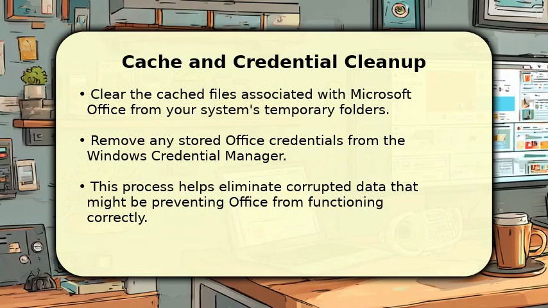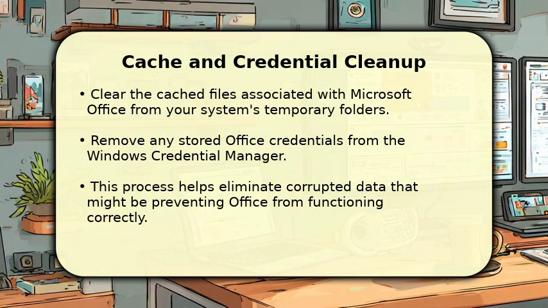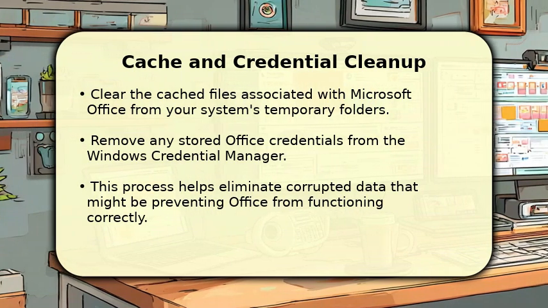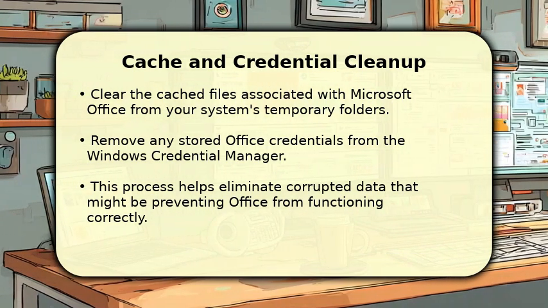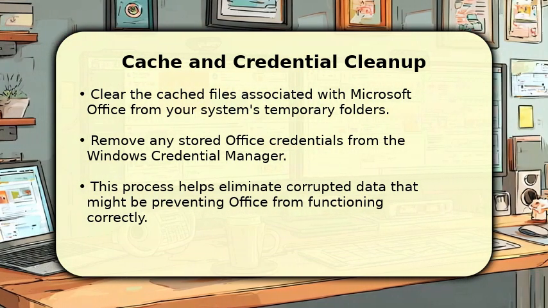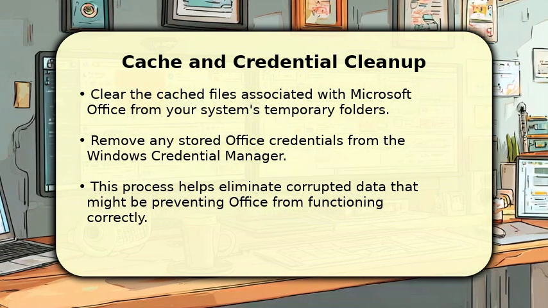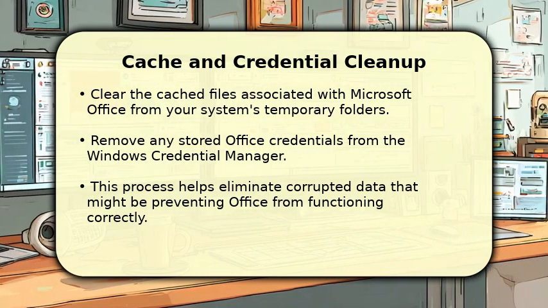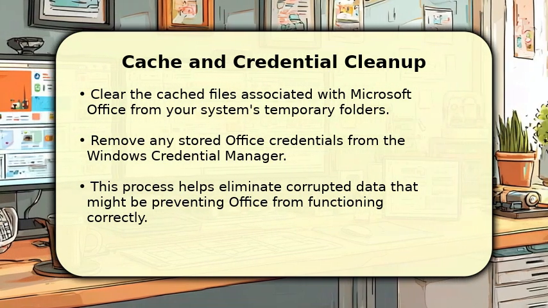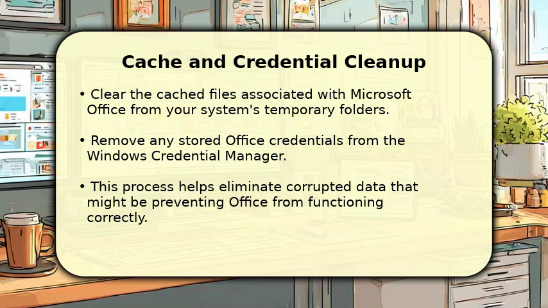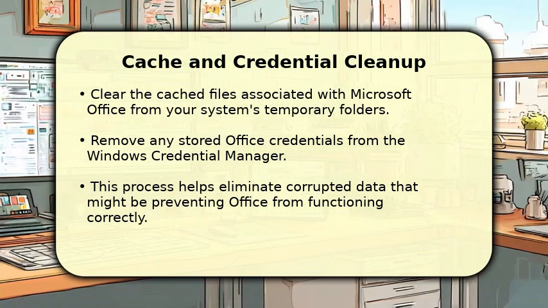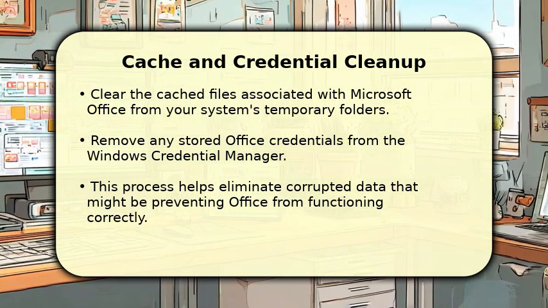Sometimes, old or corrupted cache data and credentials can cause unexpected errors. To address this, first, clear your Office cache files. You can often find these in your user's App Data folder. Second, open the Windows Credential Manager, which you can find by searching in the Start menu. Look for any entries related to Microsoft Office and remove them. This step ensures that Office isn't trying to use outdated or incorrect login information, which can be a common culprit behind activation and installation failures, like error 02048.